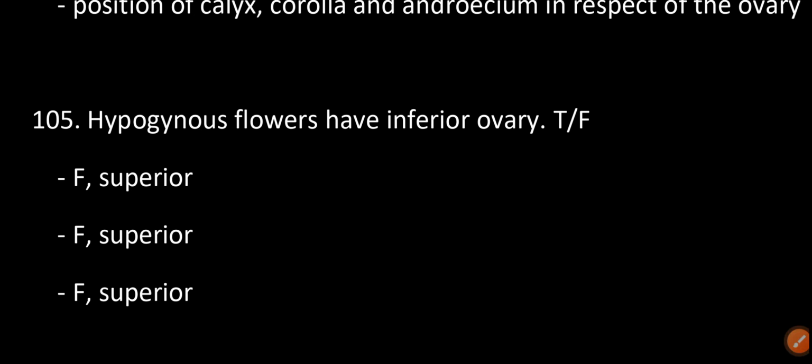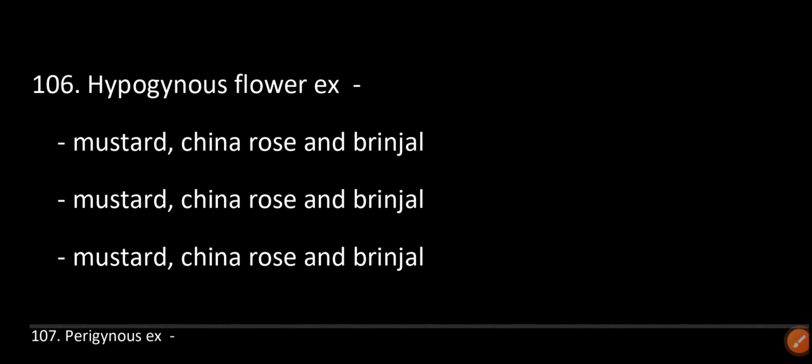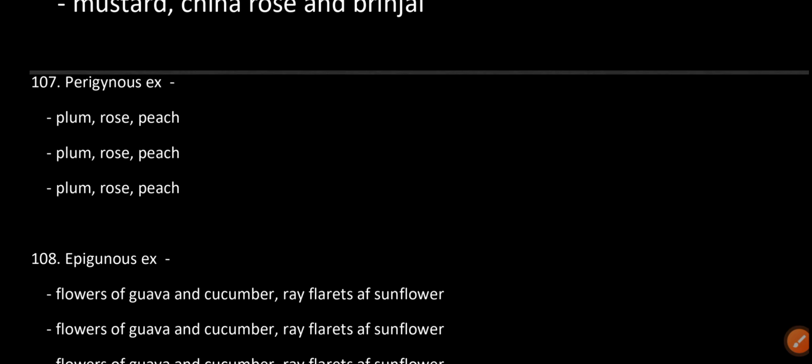Hypogynous flowers have inferior ovary. False. Superior ovary. Hypogynous flower examples: mustard, China rose, and brinjal.